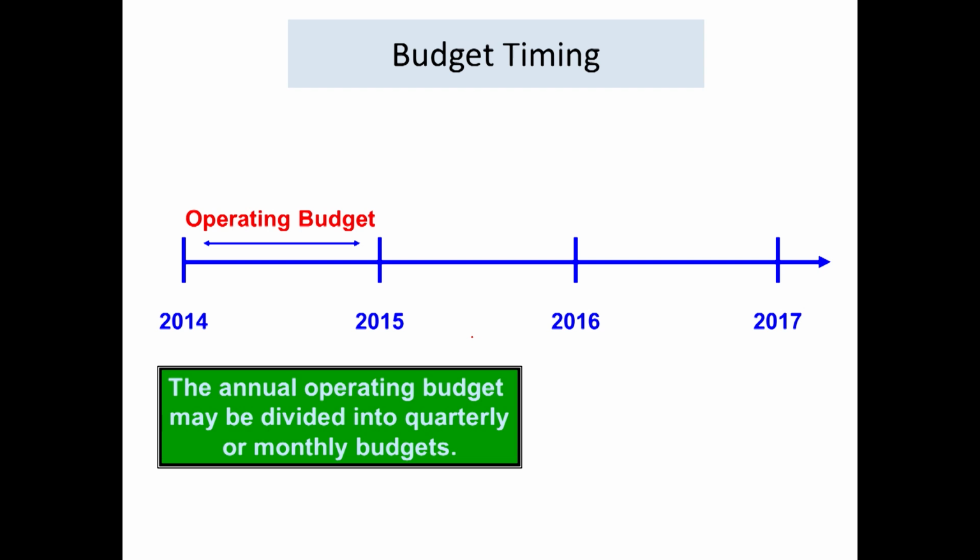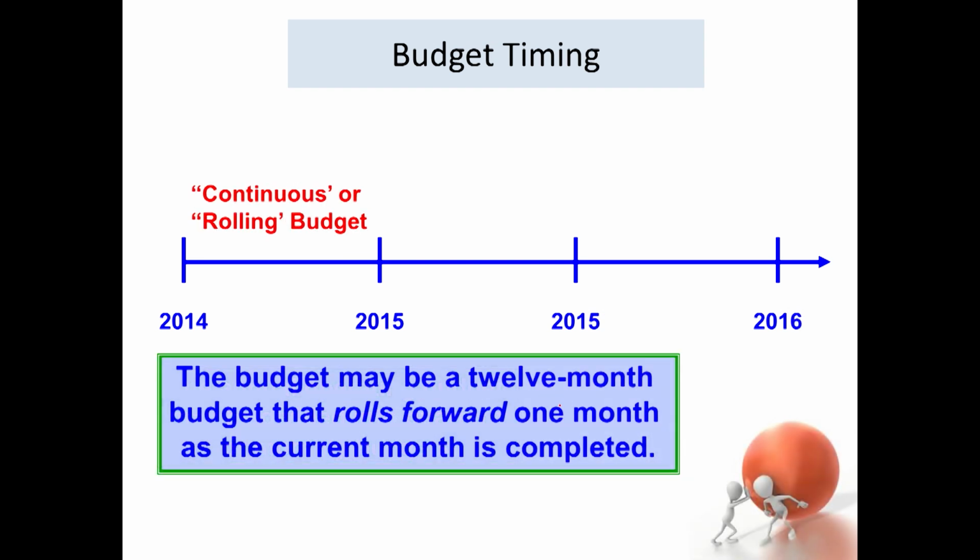Now, the budget timing. The most common budget timing is an annual budget. And then you can maybe, if you want, divide it into quarterly or monthly budgets, okay? There's something called a continuous or a rolling budget, okay? This is when you have a 12-month budget that rolls forward, okay? So if you have a budget that's 12 months out and you move through a month, you add another month on at the end. You move through a month, you add another month on at the end. So you always have 12 months of budget ahead of you, okay? That's a continuous or a rolling budget, okay?